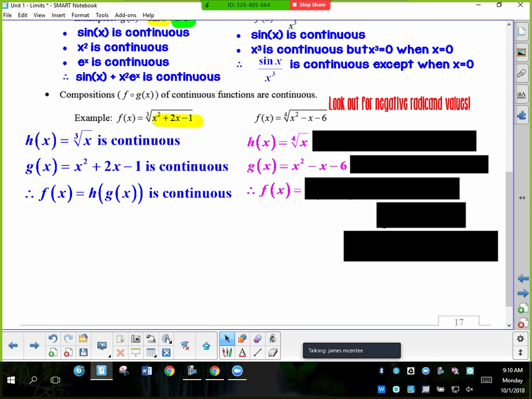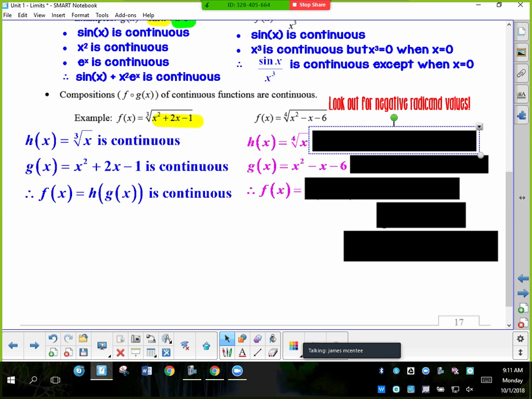I got 2, not bad. 3. You took a year off from using the correct language? Thank you. It's called a radicand. You can't get a negative radicand value. You can't have a negative argument, a negative input.